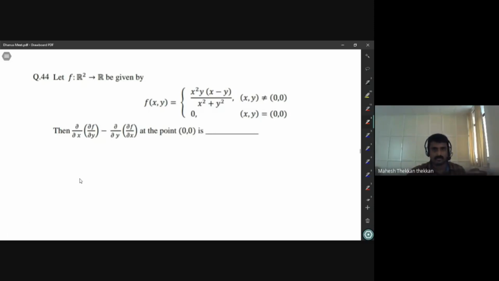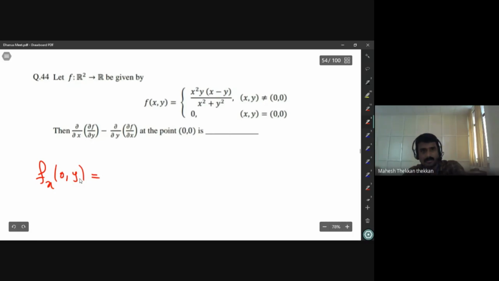So you have f(x,y) given. First you wanted to look at fx at (0,y). What is that? You wanted to look at the partial derivative at (0,0). Higher order derivative, second order derivative you have to look at. So first you look at fx at (0,y).